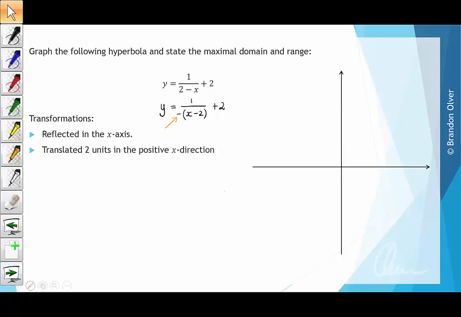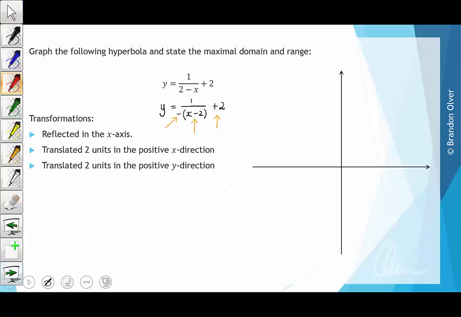We also have it being translated 2 units in the positive x direction because we have x minus 2, so when you take the 0 of that bracket, you get x is equal to positive 2. And it's also been translated 2 units in the positive y direction because of the plus 2 term at the end. So with this in mind, we have a rough idea of what's happened to the asymptotes of this graph.